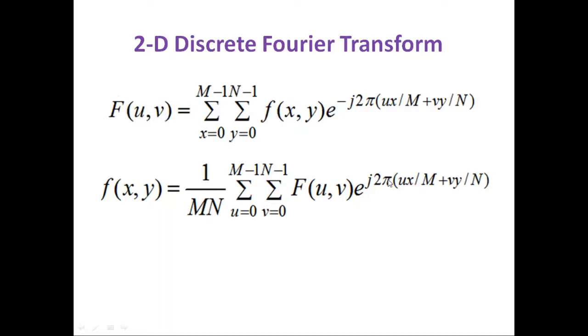From the computed F(u,v) values, we get back the original signal by making use of the inverse discrete Fourier transform. So F(u,v) is multiplied by the inverse kernel in the x direction and the inverse kernel in the y direction: e power j 2 pi into (ux by M plus vy by N), multiplied by the transform, with summation u varying from 0 to M minus 1 and v varying from 0 to N minus 1, and this is divided by MN to get back the two-dimensional signal or image.